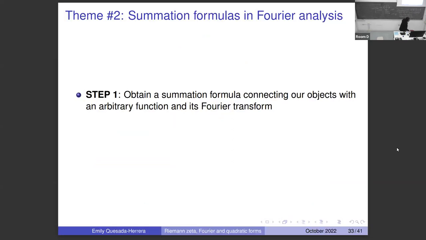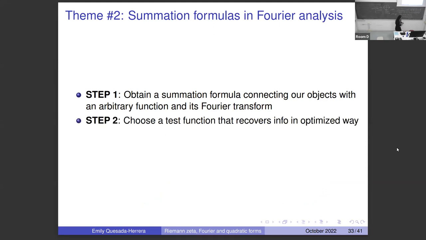And the second main theme is the use of Fourier analysis in this way. First, we obtain a summation formula that connects the objects that we want to study with an arbitrary function and its Fourier transform. And next, once we have this, we must choose an adequate test function that recovers the information that we are looking for in the best possible way. So now we go back to the ideas that I was talking about at the start.